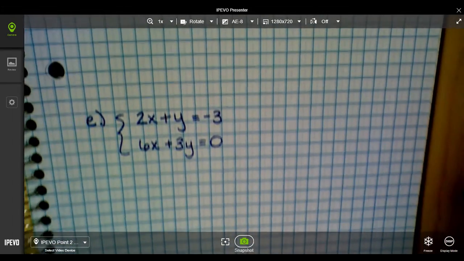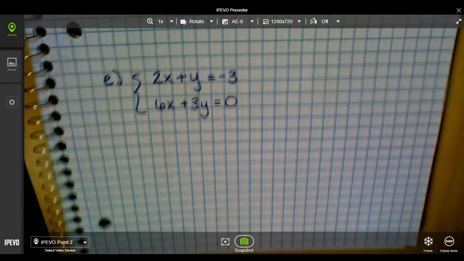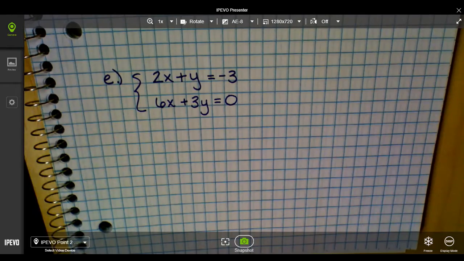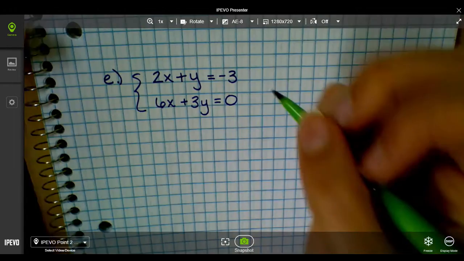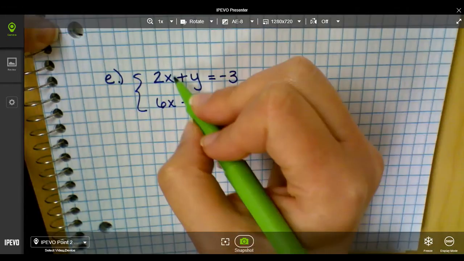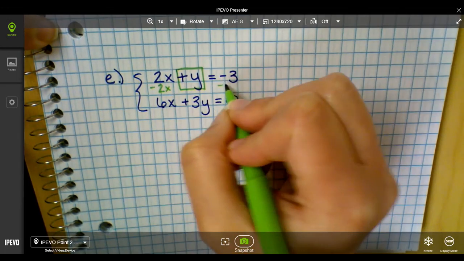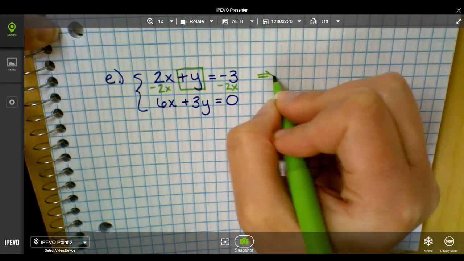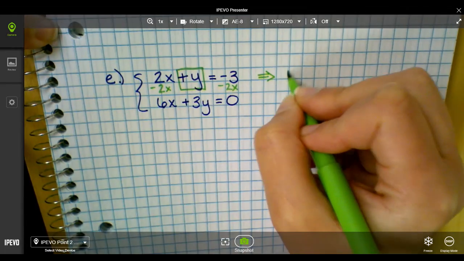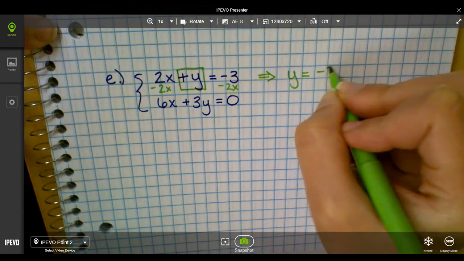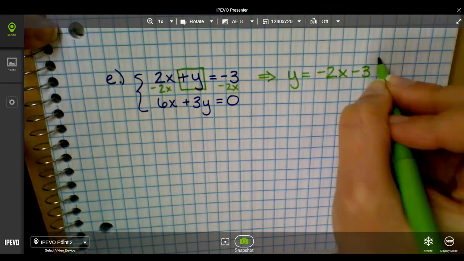I'm just going to do one more problem with you guys, and that's going to be this guy over here. First thing I got to do is find my loner variable. So the only one with a 1 coefficient is this y. So I'm going to start by subtracting the 2x over. And again, notice how I showed my work. So y is going to equal negative 2x minus 3.